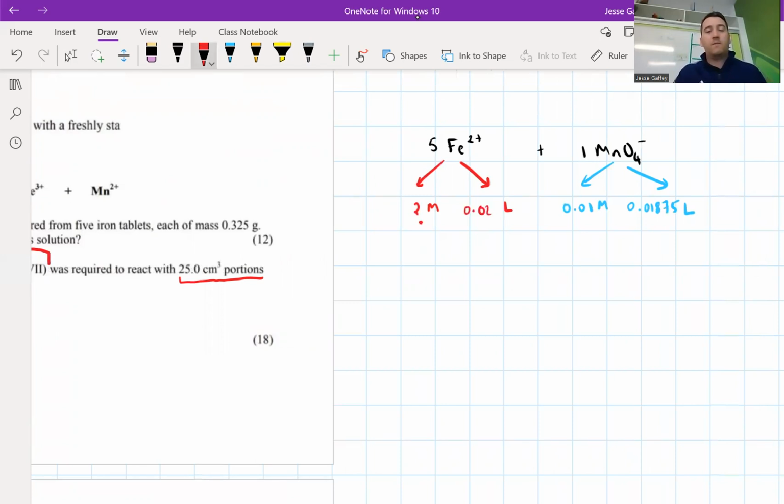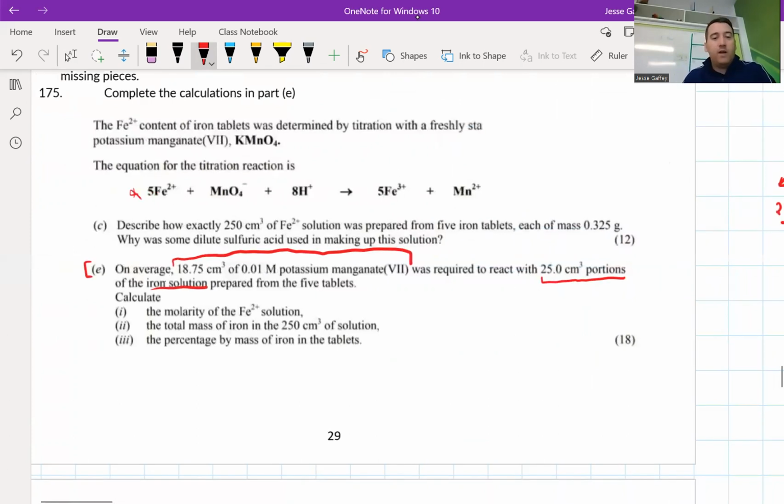0.025 liters. The next thing I would like you guys to do is see what the question asks us to do. It's nicely broken up into 3 separate parts here. There's a part 1, and it says to find the molarity of the iron solution. So we want to find out what's the moles per liter of the iron solution that we made up.